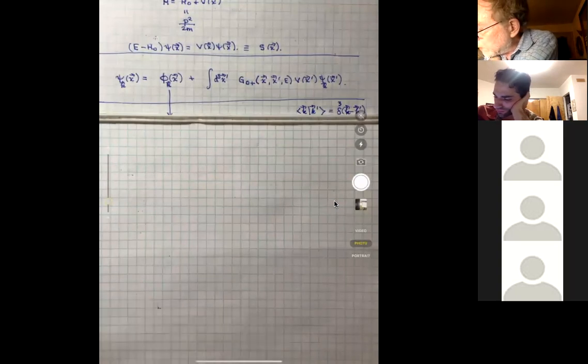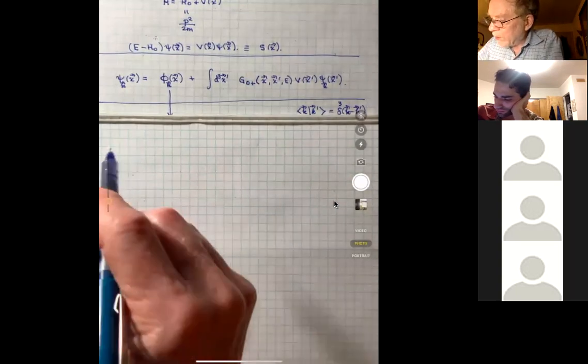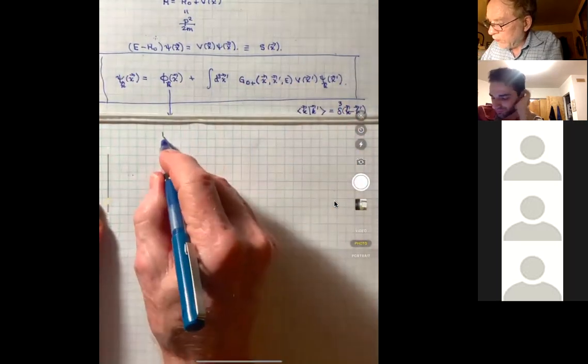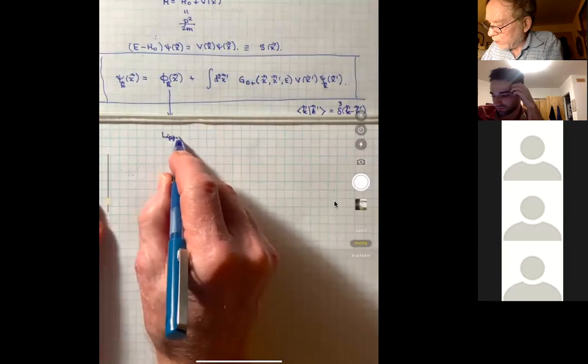All right. So this equation, which I've now created up here, boxed in this manner, is called the Lippmann-Schwinger equation. Lippmann-Schwinger.